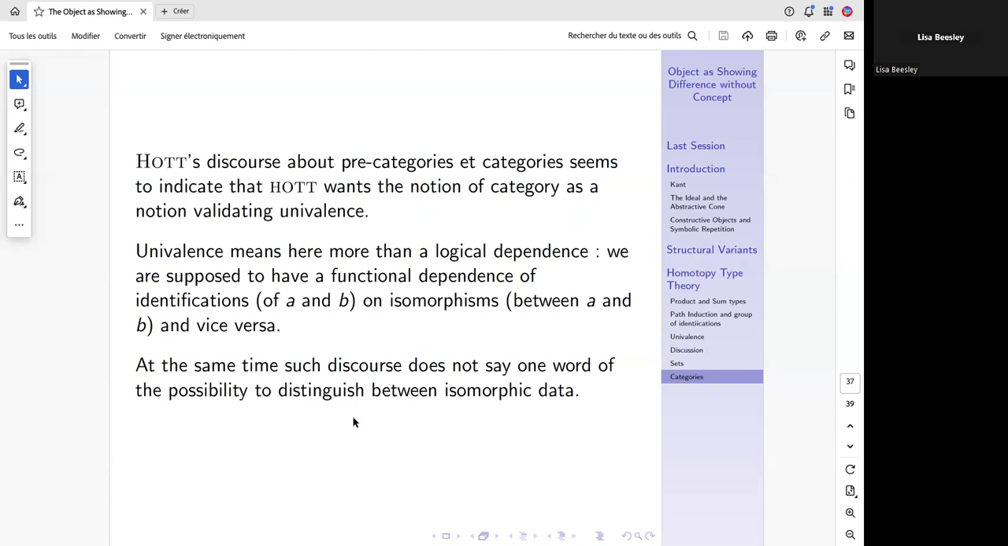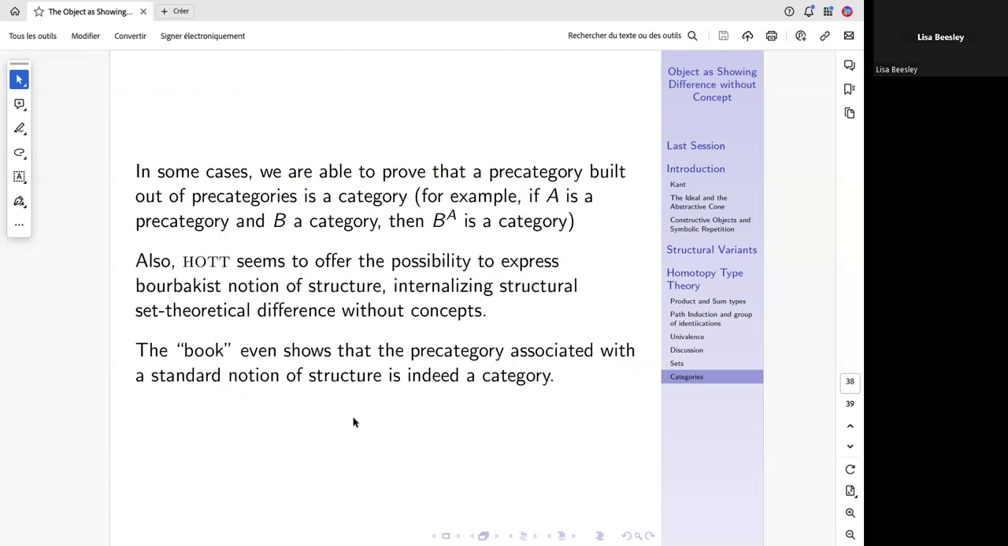So it seems that HOT wants the notion of category as a notion validating univalence. And univalence means more than a logical dependence. It's not only that if A equal B, then A is equivalent with B, it is that we have a functional dependence of identifications on isomorphisms and vice versa. But still, this discourse about category as validating univalence doesn't explain how we are going to keep track of the distinction between isomorphic data. And that's my problem, as I already told you.